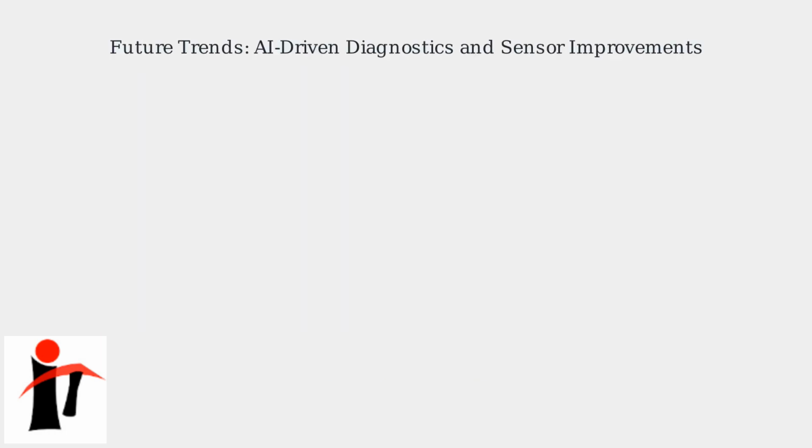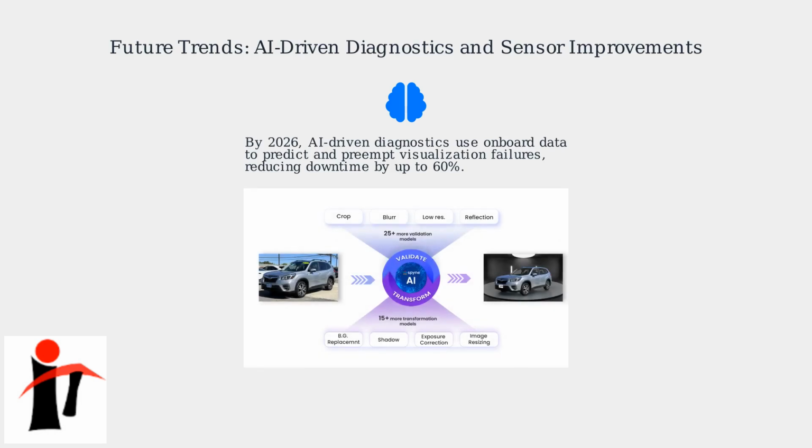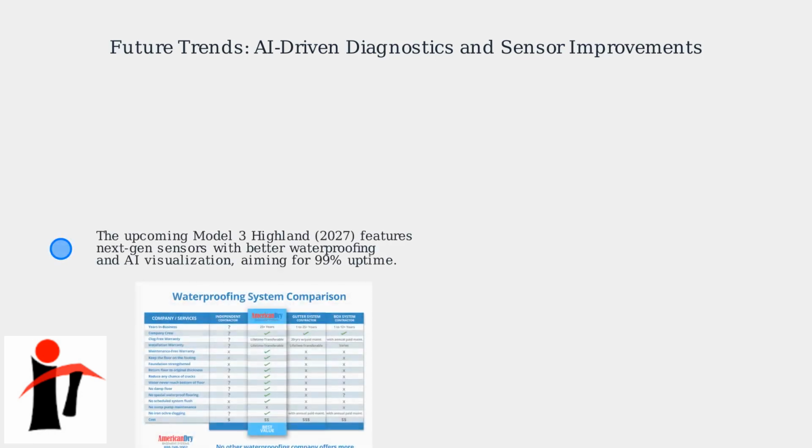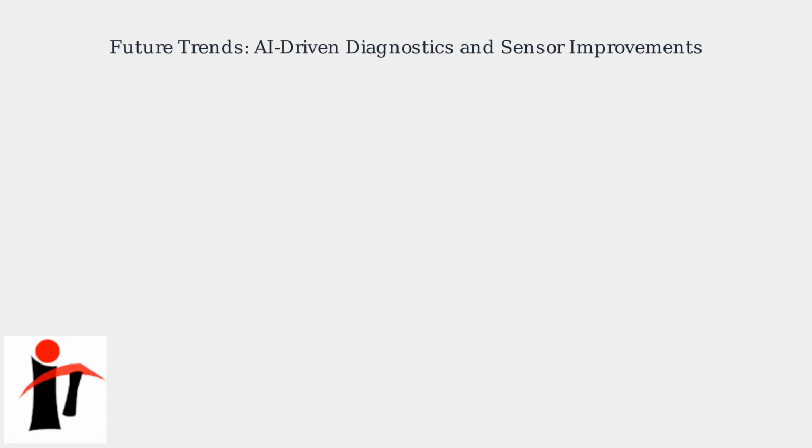The future of Tesla visualization is promising. By 2026, AI-driven diagnostics are emerging and are using onboard data to predict and preempt visualization failures, potentially reducing downtime by 60%. The upcoming Model 3 Highland, expected in 2027, will integrate next-gen sensors with better waterproofing and AI visualization, aiming for 99% uptime. This represents a significant improvement in reliability from current performance to near-perfect uptime.